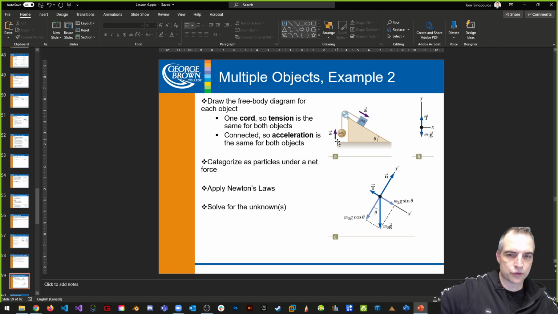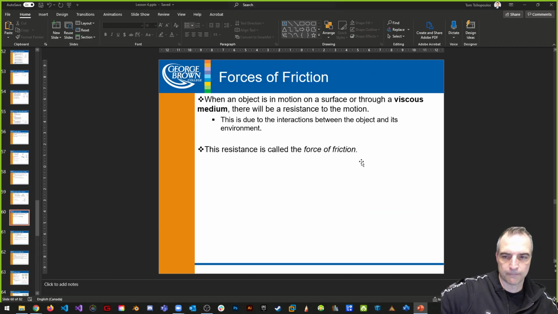Same thing with Atwood's machine. The idea that you have a pulley with a cord and a tension. This is a great exercise. It's interesting, but it has nothing to do with what we're doing here in game physics. So I'm going to skip it. Forces of friction, however, are really important. And it says that when an object is in motion on a surface or through a viscous medium, by the way, a viscous medium, if you think about it, air is a viscous medium, right?